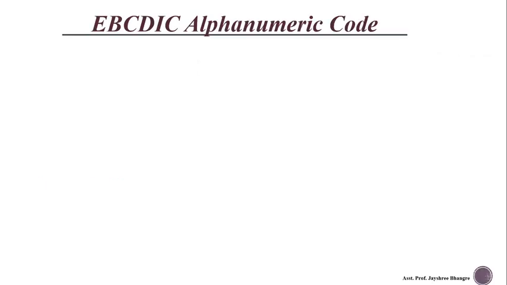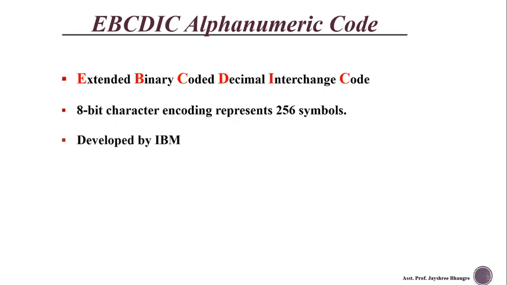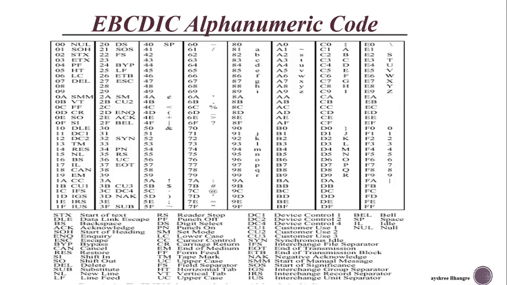The next alphanumeric code is the EBCDIC code, the Extended Binary Coded Decimal Interchange Code. This is an 8-bit character encoding, and it represents a total of 256 different symbols, numbers and characters. It was developed by IBM, it is rarely used today, and it is used only in IBM mainframes. Here are the different 256 numbers, symbols or characters, given in the EBCDIC alphanumeric code.